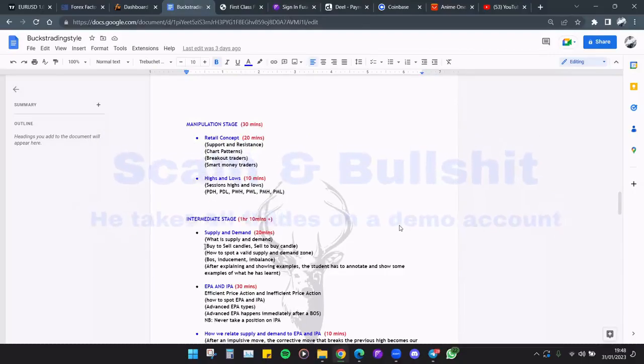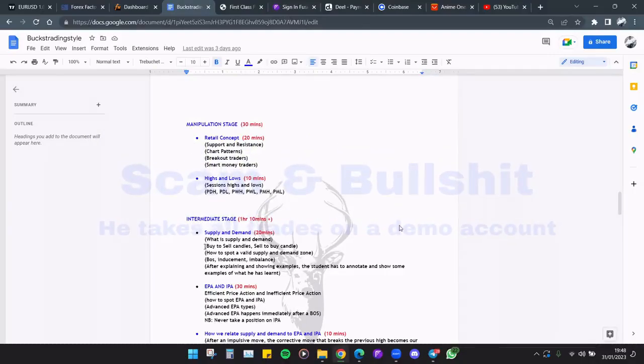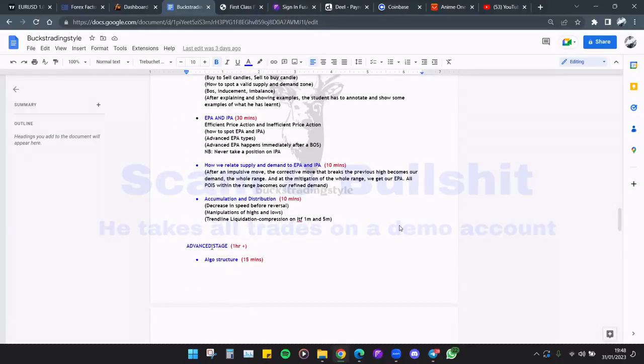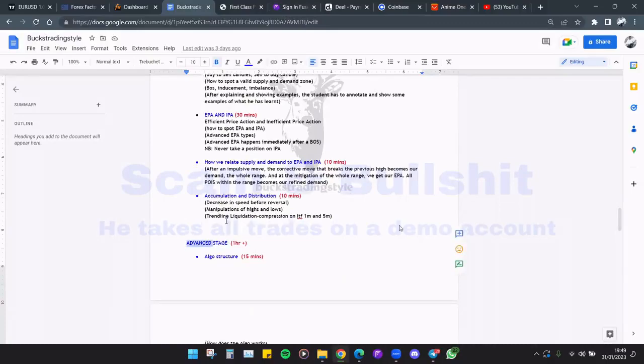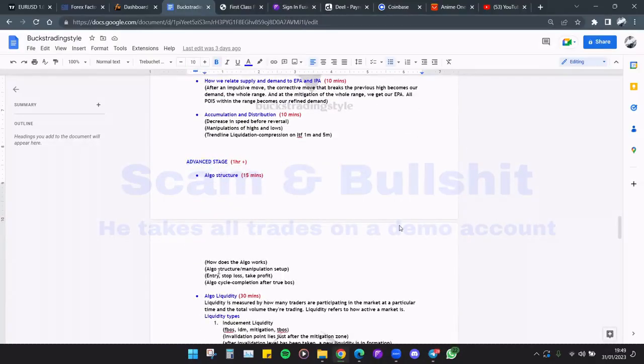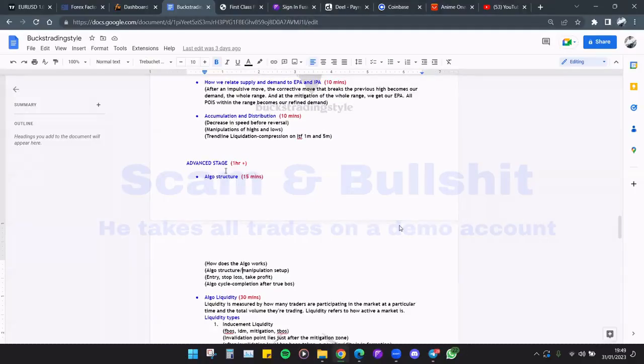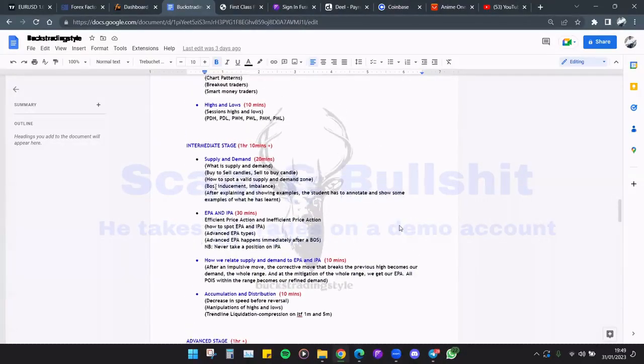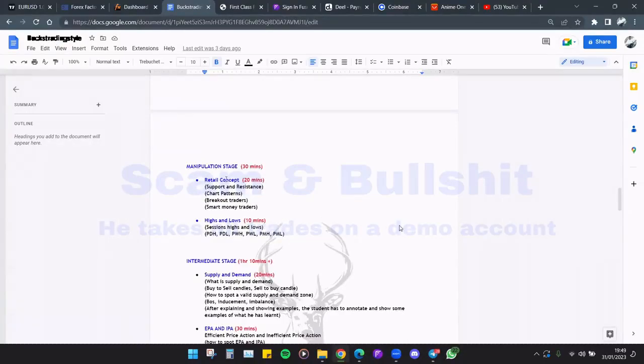Exactly. Now that is just the manipulation. When we get to the advanced stage, we are going to talk about how the manipulation works. That's how algo structure works. So for now, this is just the basic manipulation, the retail concept, how price manipulates retail traders, the support and resistance and all that. So now let's look at some saved markups.